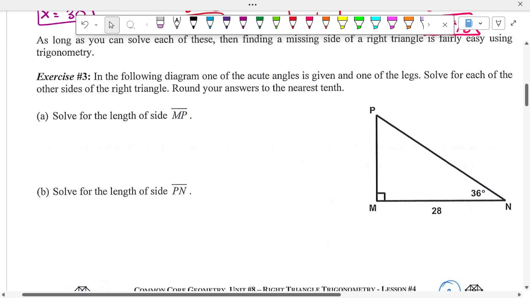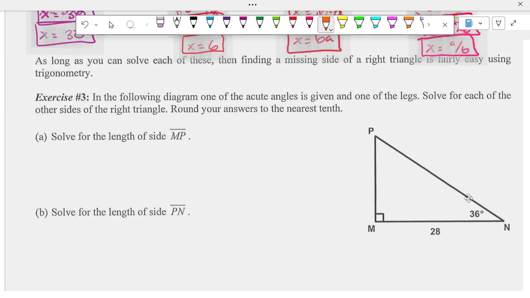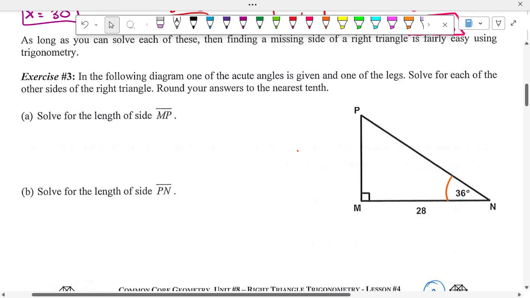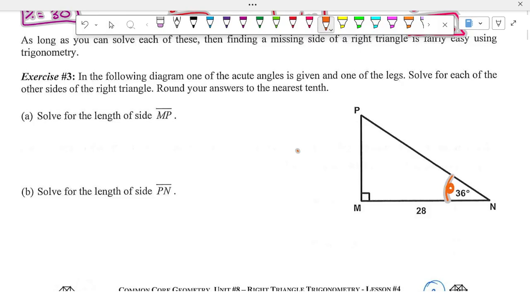So using this diagram, we're going to solve for the different sides here, given this reference angle, 36. So before we do anything, we got to do what? Label the sides. So which side is the opposite of 36? If you make your eyeball, what side's it staring at?